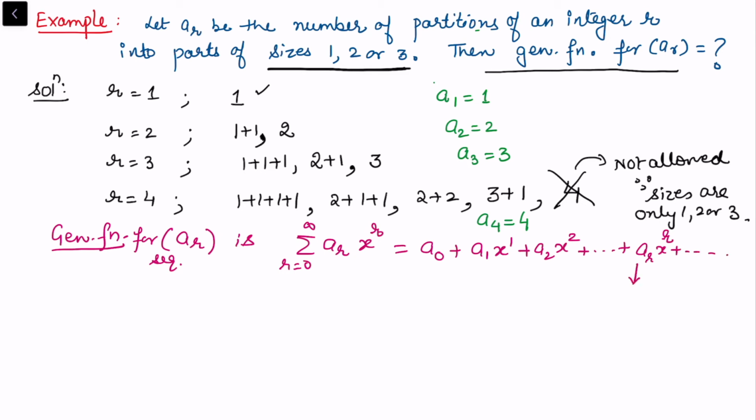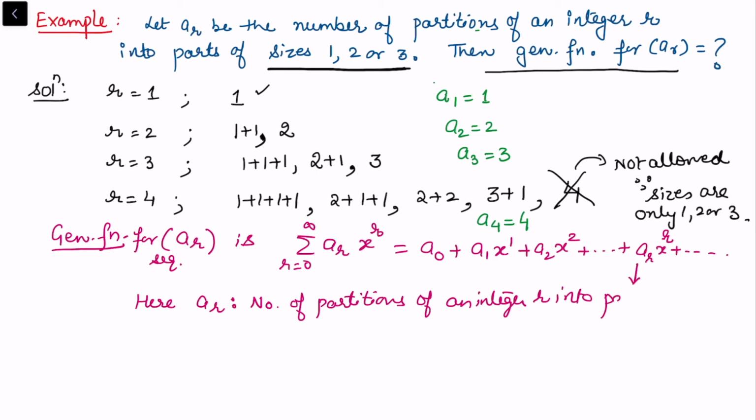Now what is AR? AR is given to us in the problem as the number of partitions of an integer R into parts of a given size. So we have not mentioned how many parts can go in any partition, but the part sizes are mentioned: 1, 2 or 3.